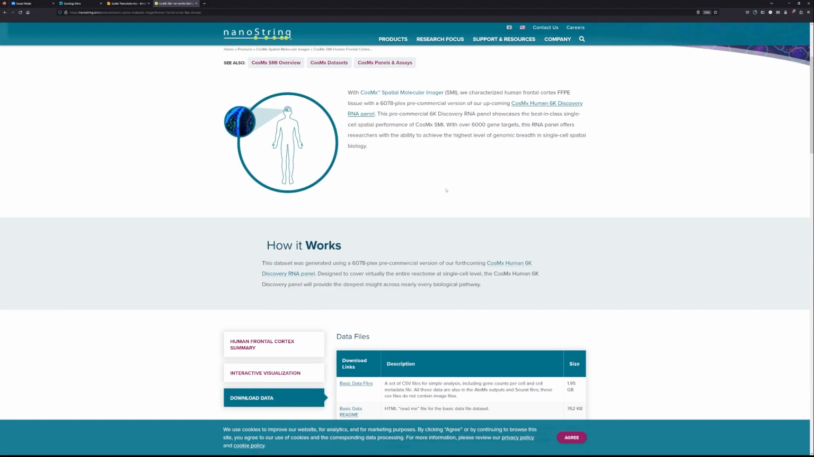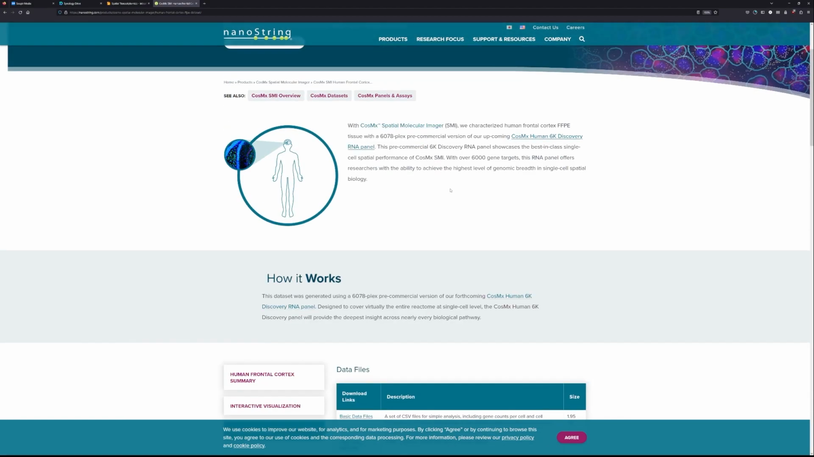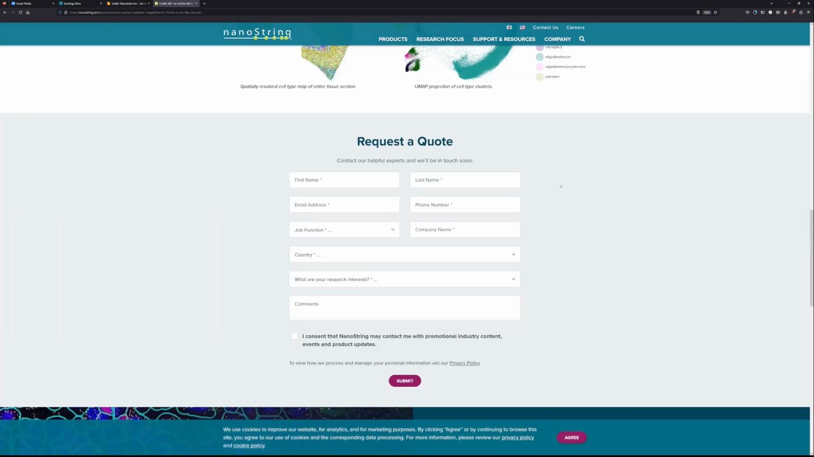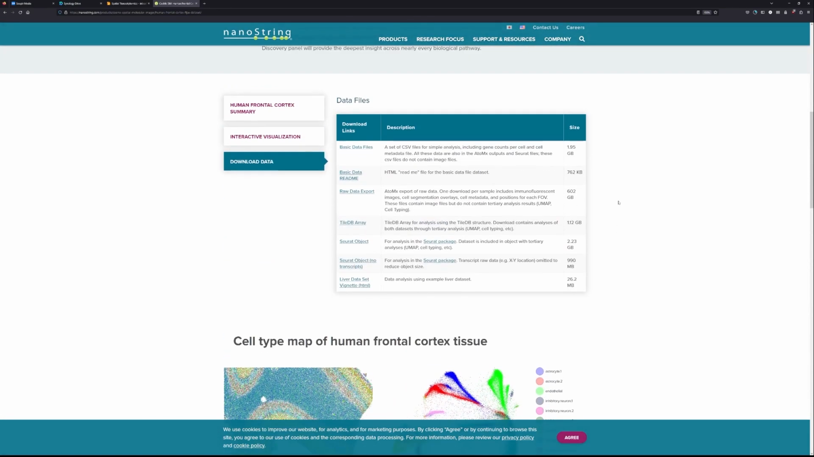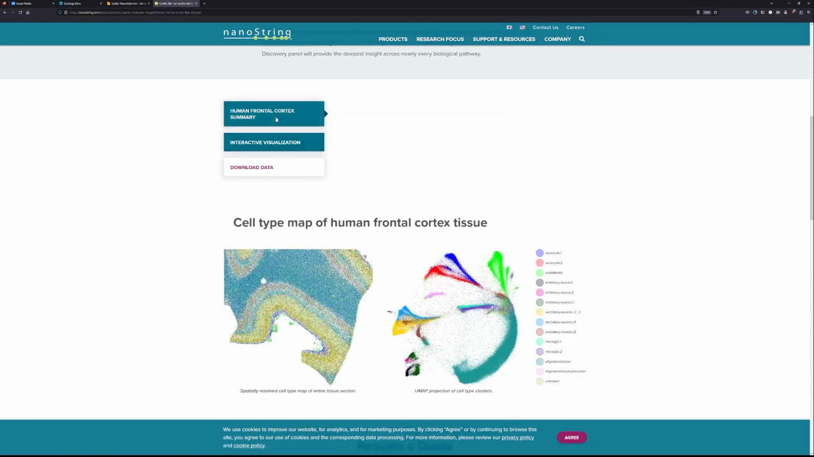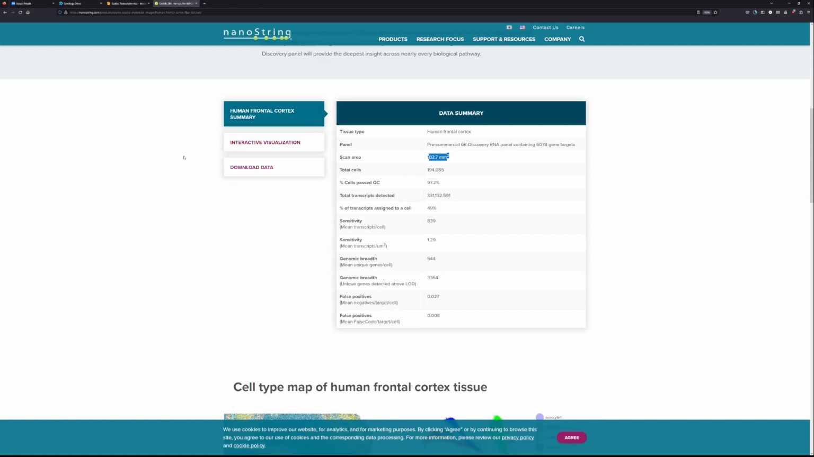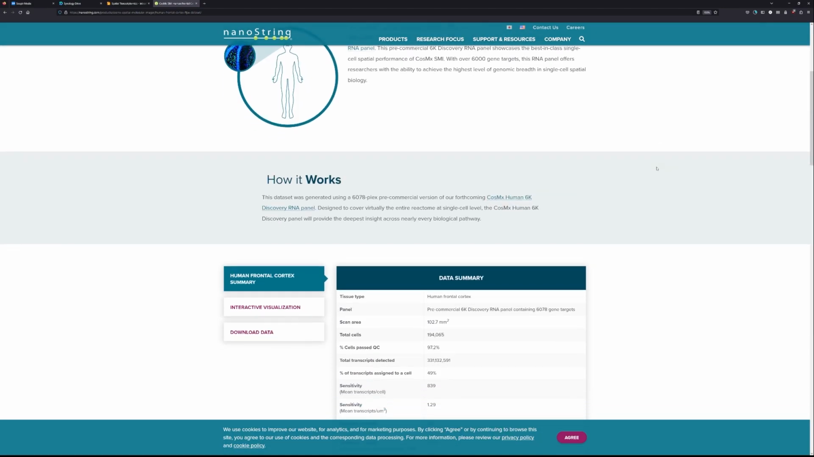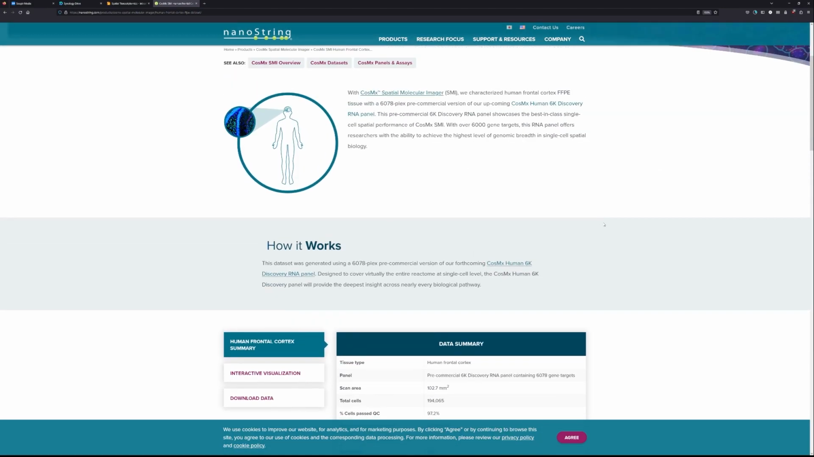Let's see if there's any other information on here that could be useful for us. No, I think we're good. Wonder how many samples there are, though. Doesn't say. Pre-commercial, potentially just a single sample. We'll be able to explore it when we get our data set.